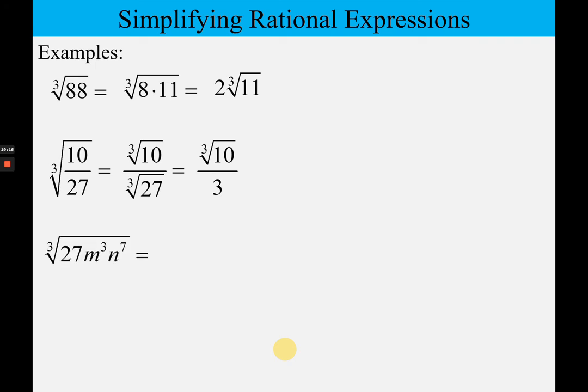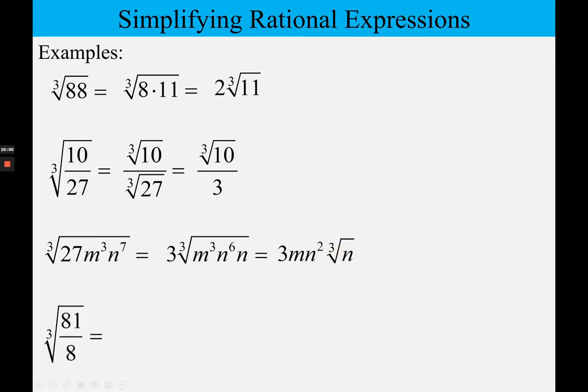You have cube root of 27 times m cubed times n to the power of 7. 27 has a cube root of 3. m cubed has a cube root, which is m. n to the 6 becomes n squared because 6 divided by 3 is 2. n to the 6 times n came from the factors of n to the 7. So you have 3m, n squared, and then the cube root of n is left inside. The last n is left unchanged.